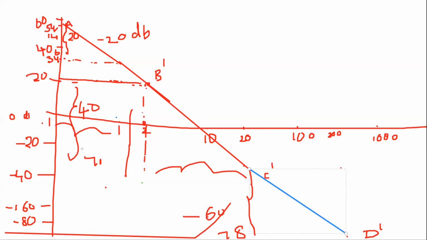And this magnitude plot is cutting your 0 dB at a particular frequency. Maybe roughly you can see that it is happening at 10. So when you actually draw it, it will happen at 10. Omega g would be 10. Then what you have to do, you have to draw your phase plot.